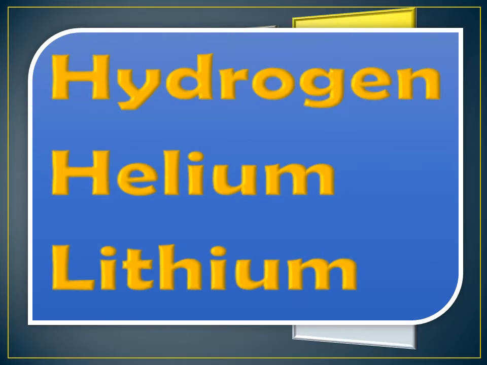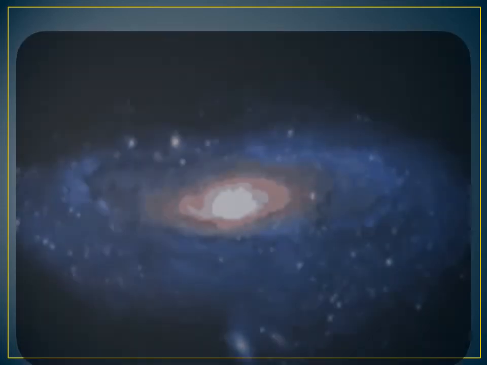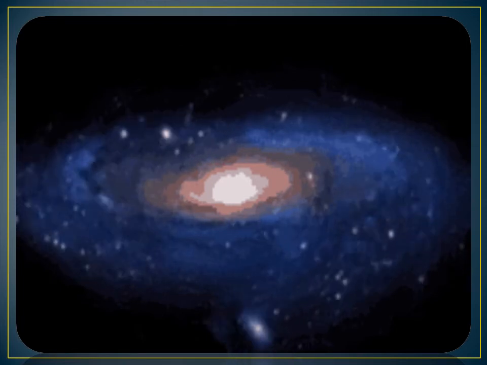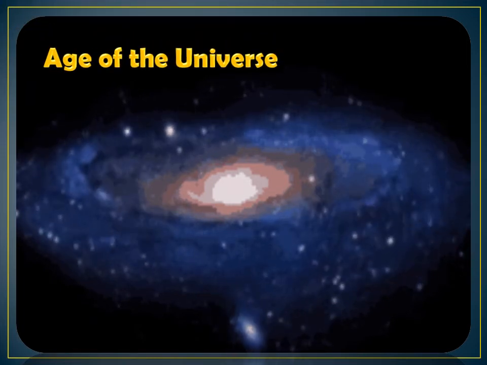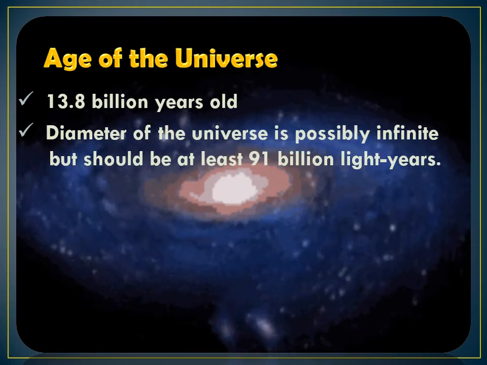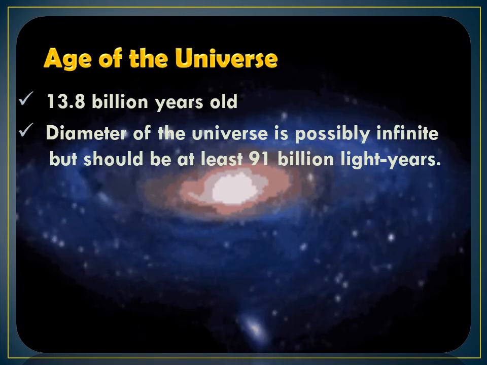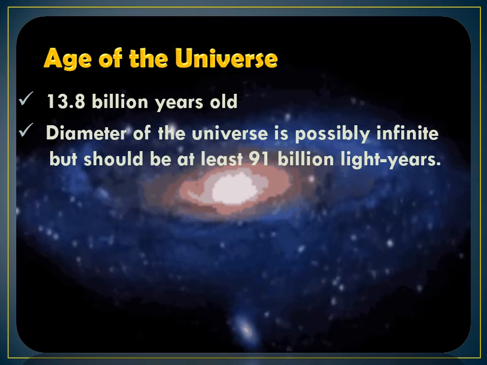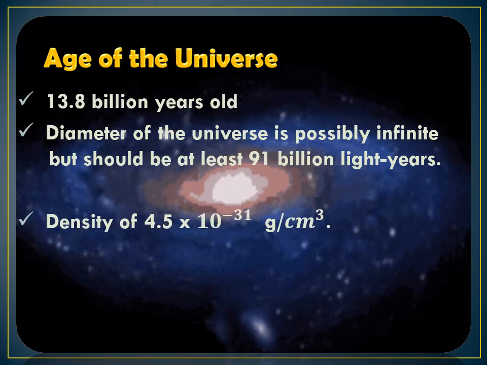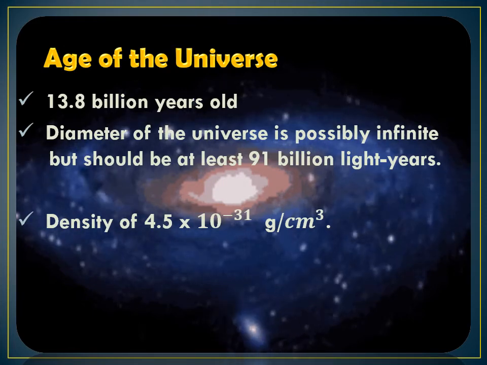Hydrogen, helium, lithium also are the three most abundant elements in the universe. I know some of you are wondering how old the universe is. Well, the universe is 13.8 billion years old. It also has a diameter of possibly infinite but should be at least 91 billion light years. Its density is 4.5 times 10 raised to negative 31 grams per cubic centimeter.